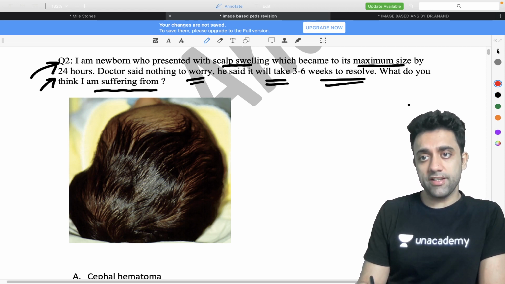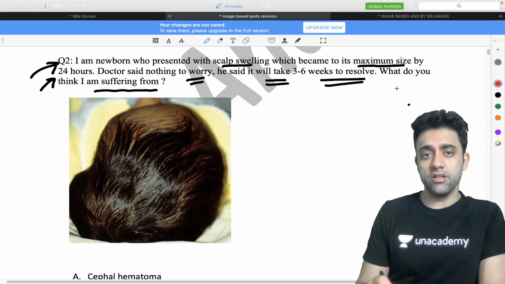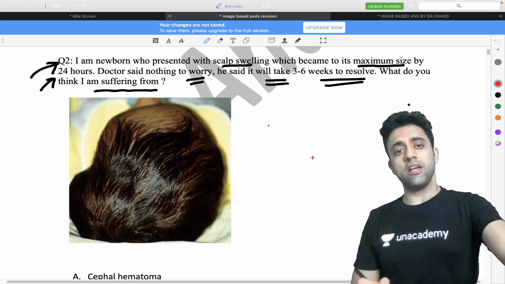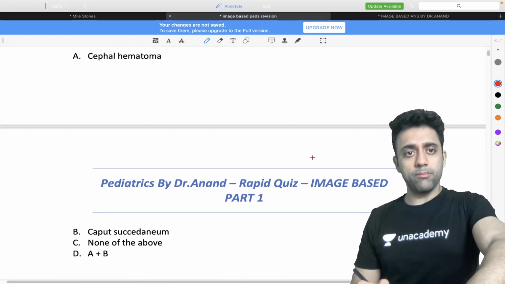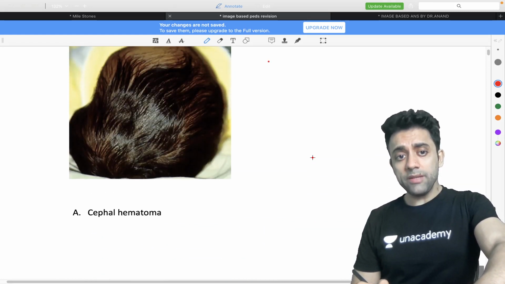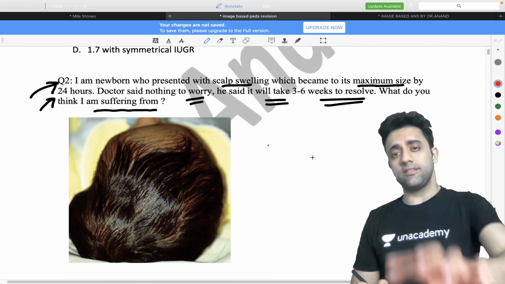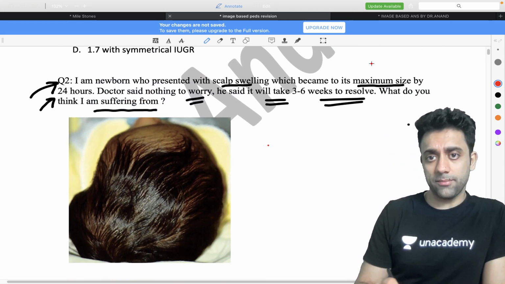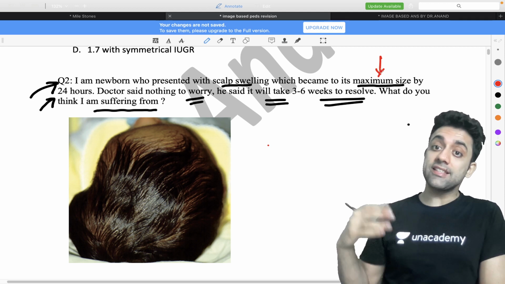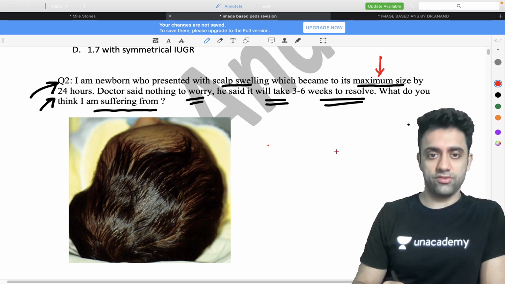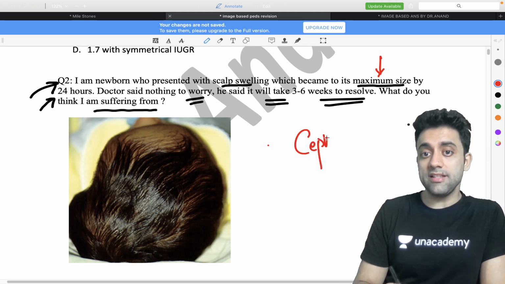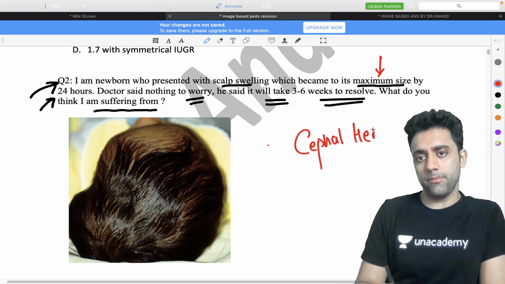So straight away, it is a very neat and clean question. Everything is there in the answer itself. The options are cephalhematoma, caput succedaneum, none of the above, or both. So anyone, any random guesses? What is this? This is a swelling which comes to its maximum size by 24 hours, and it takes around 3 to 6 weeks to resolve. So the answer is nothing but cephalhematoma.